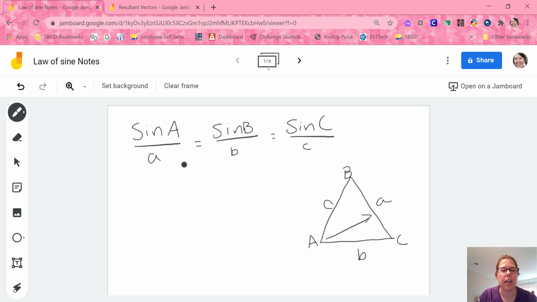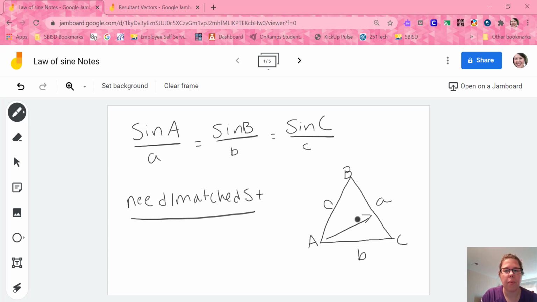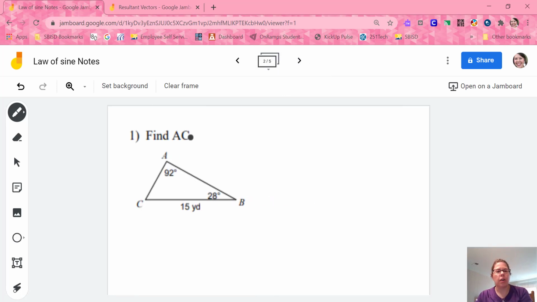What we need when we're using law of sines is at least one matched set. That means if we have angle A, we also need side A. Or if we have angle B, we need side B. Or if we have angle C, we need side C. We need at least one matched set. That's the star, this is important. And this is number one on your assignment today. So we're going to do number one together.